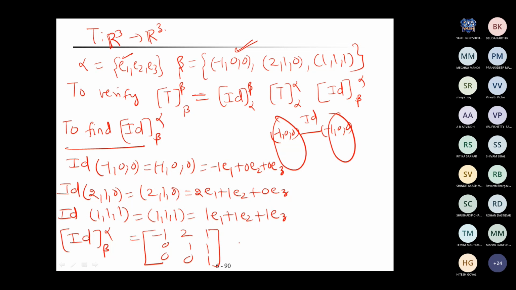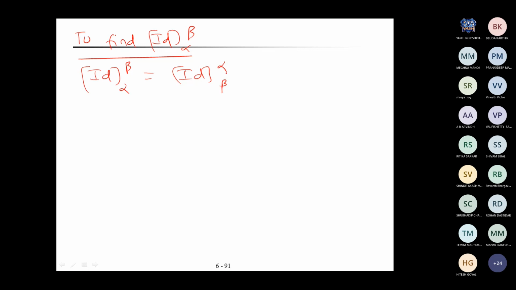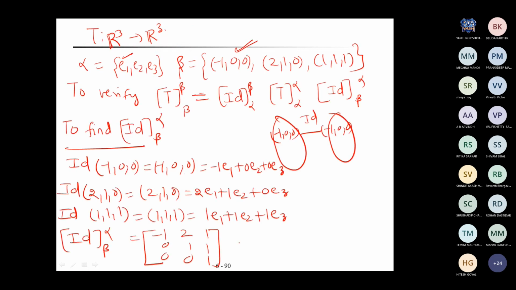Okay, now to find ID alpha to beta. What is that actually? Inverse of ID beta to alpha. Yes, inverse of ID beta to alpha. So please find the inverse of this matrix. Take some time, 2 minutes. Do that and then tell me.